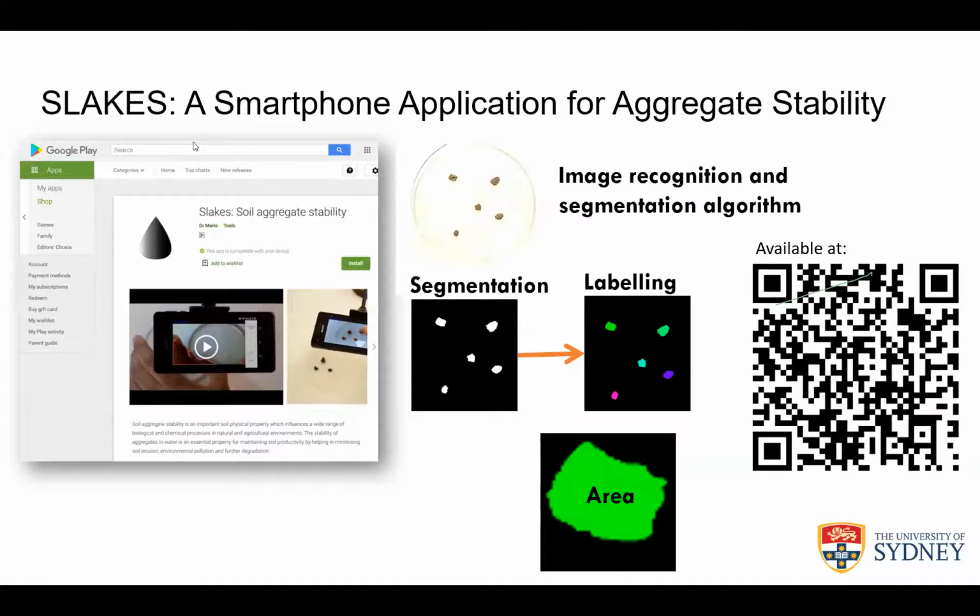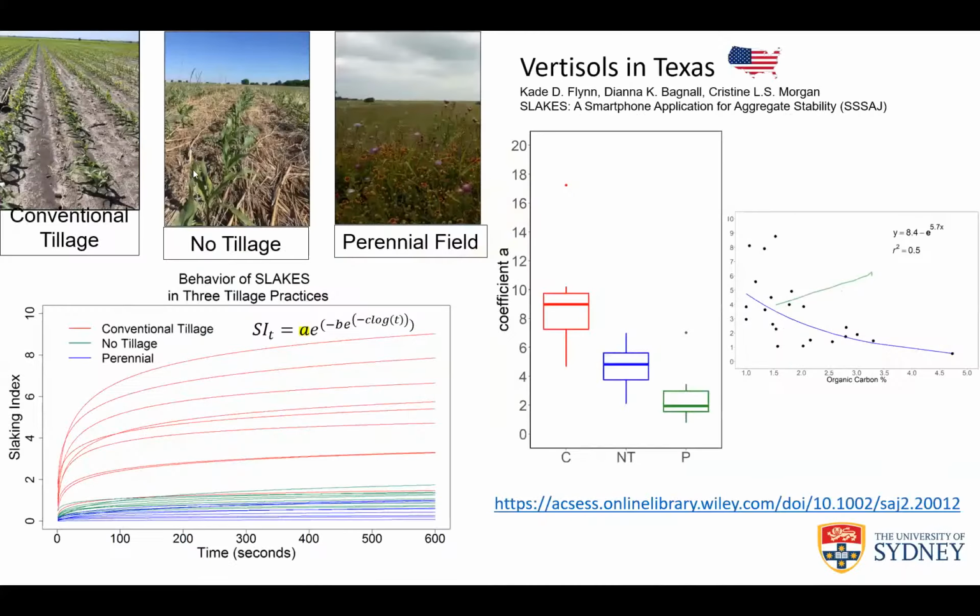So they do the experiment. The blue one is perennial, the green one is no tillage, and the red one is conventional tillage. This is time, and this is slaking. It's done using this app. So they look at how the soil slakes. And what they can see, they can differentiate immediately that the perennial, this one, the one that is always covered, will slake the least, will not slake a lot.